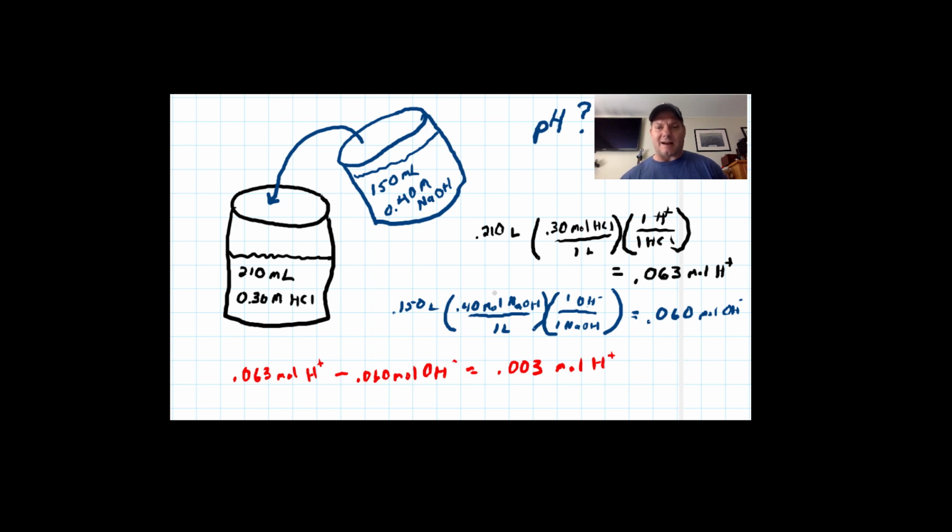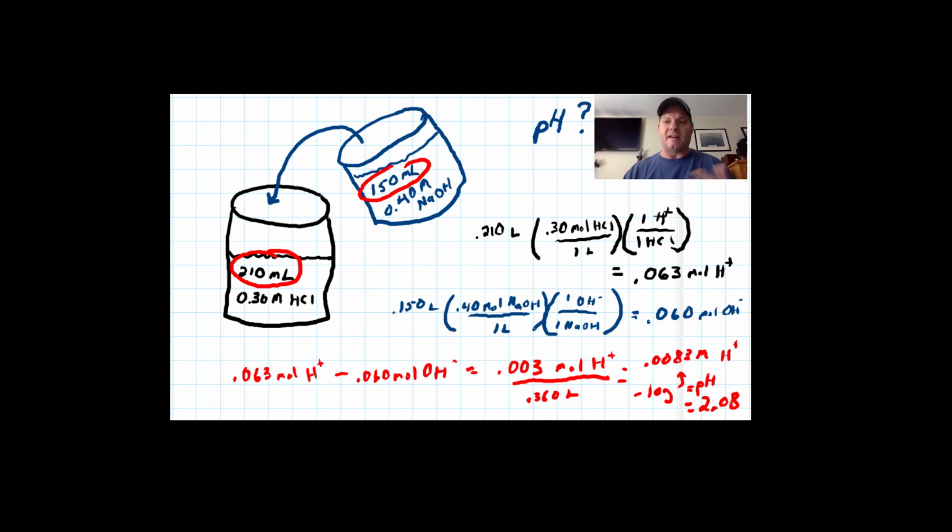Now this is moles. We want concentration. So I'm going to take moles and divide by total liters. What did I have? I had 210 milliliters here, and I added 150 milliliters here, so I end up with a total of 360 milliliters, which is 0.360 liters. So now dividing my moles by my liters, I get a 0.0083 molar hydrogen ion concentration. Now obviously we're looking for the pH, so I'm going to take the negative log of this to get pH, and that is 2.08. So it's still acidic at that place. Obviously, because I had more hydrogens than hydroxides when I put them together, it ends up being acidic.